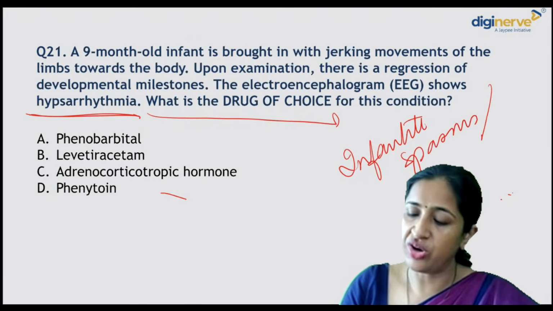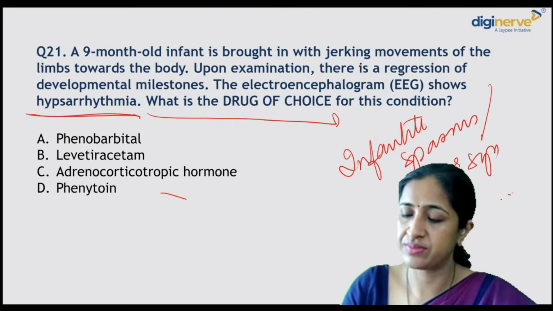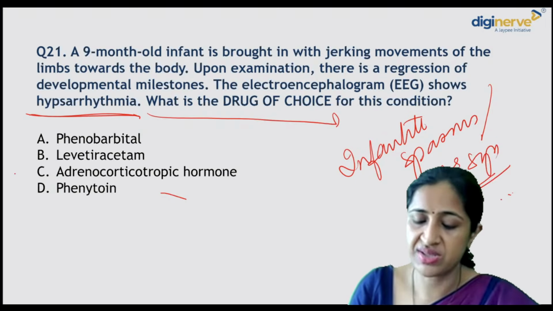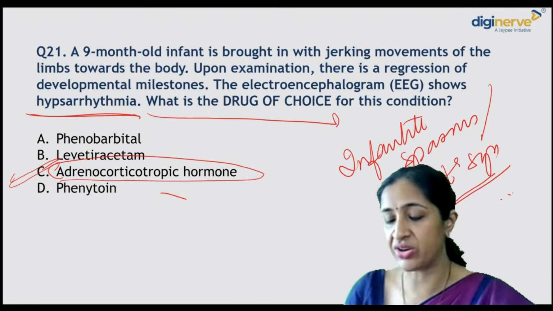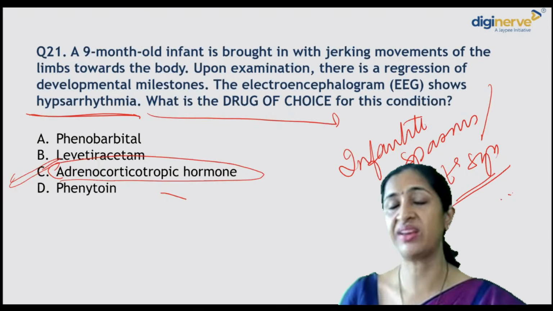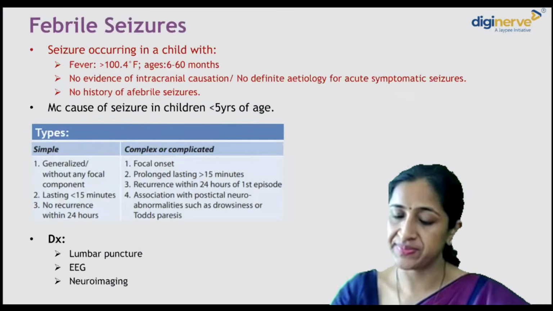Earlier used to be called, okay, what is the treatment of choice? Adrenocorticotropic hormone. Others are not typically drug of choice. Steroids with ACTH all are for infantile spasms.